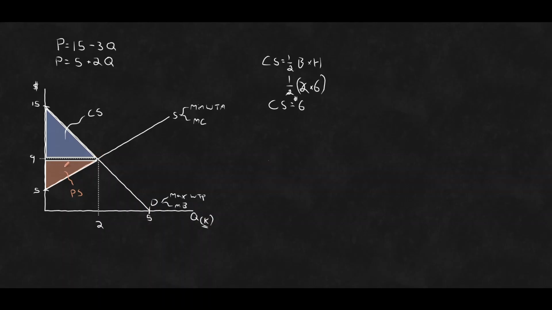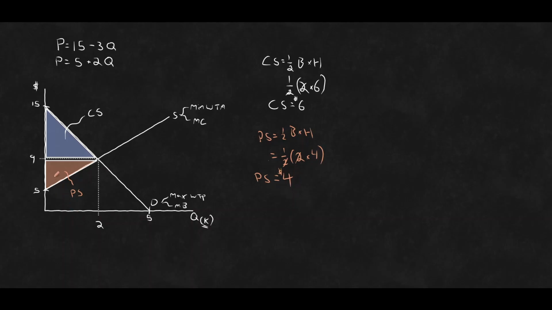And what we see is that, again, it's just another triangle. So our producer surplus would be 1/2 base times height. So that's 1/2. We again have the same base of 2 times a height of 5 to 9. So that's a height of 4. In our scenario, again, that 1/2 and that 2 cancel each other out. And we get our producer surplus. This is the gains that the producers get from trade. And that is they get a gains from trade of $4.